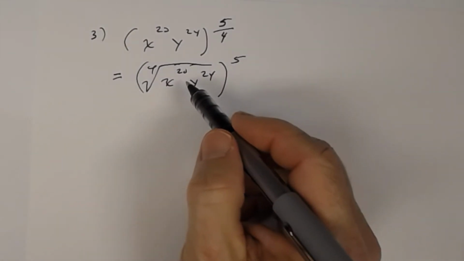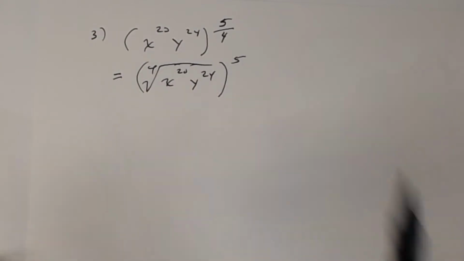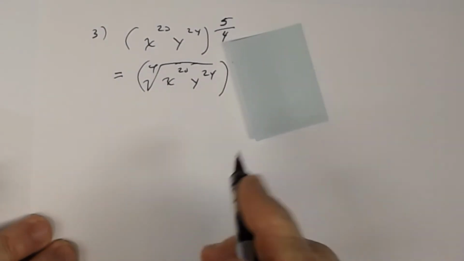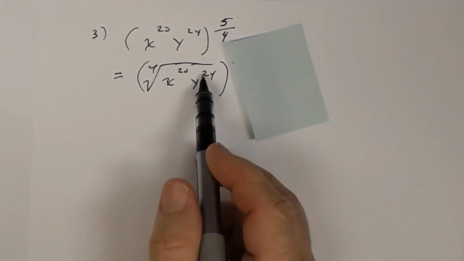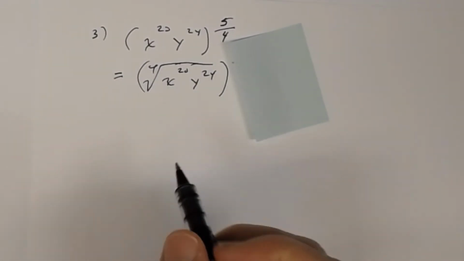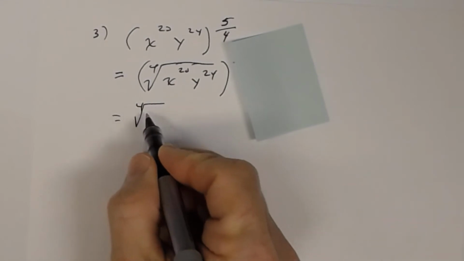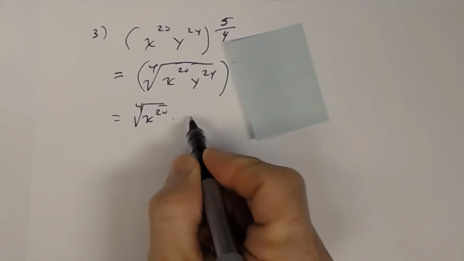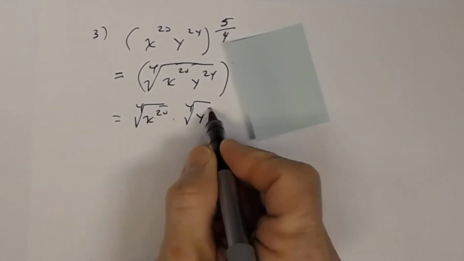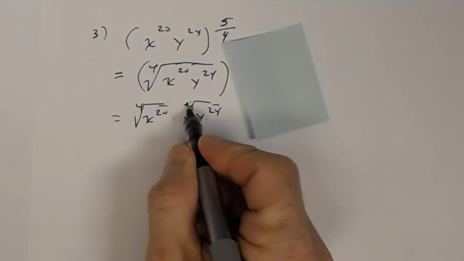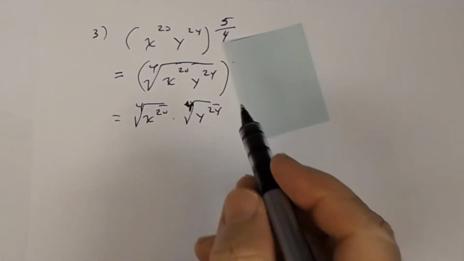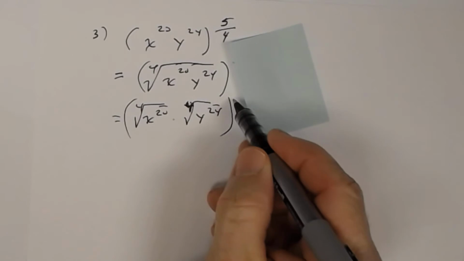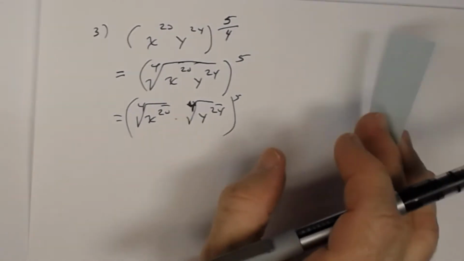Now, remember what you can do next. Forget about that 5 for right now. If you need to, cover it up. And so in a previous lesson, you learned that you can rewrite this as the fourth root of x to the 20th times the fourth root of y to the 24th. Okay? But remember that all that's being raised to the 5th, so don't forget that. You still have to put it in there.